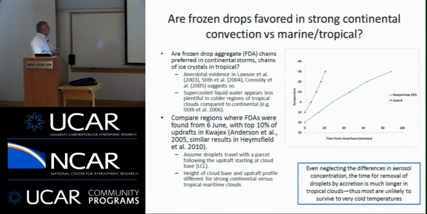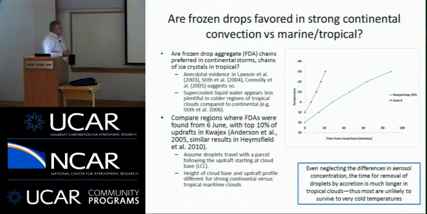Okay, I'd also like to think more about whether frozen drops are favored in strong continental convection versus marine clouds. We have some anecdotal evidence from these studies that might suggest that chain aggregates are found commonly in tropical thunderstorms, and that we now have evidence for continental clouds that frozen droplets are present. Past work that I've done and others suggest that, as a general statement, supercooled water appears to be less plentiful in the colder regions of tropical clouds compared to continental. And I think there are some very good reasons for that.